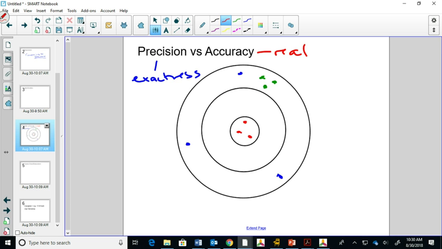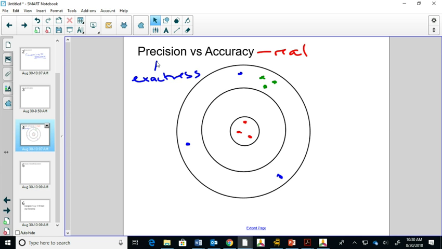So what would you say about the person in red? How is their accuracy and precision? Are they accurate? They have hit the exactness. They've hit the real target that they're trying to get to, right? Are they precise? All of their shots are grouped in a very small area. Absolutely. Does that make sense? And again, you all heard this before. We've talked about this one before.